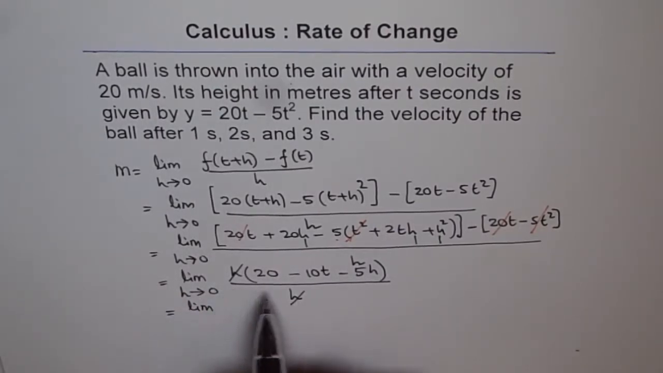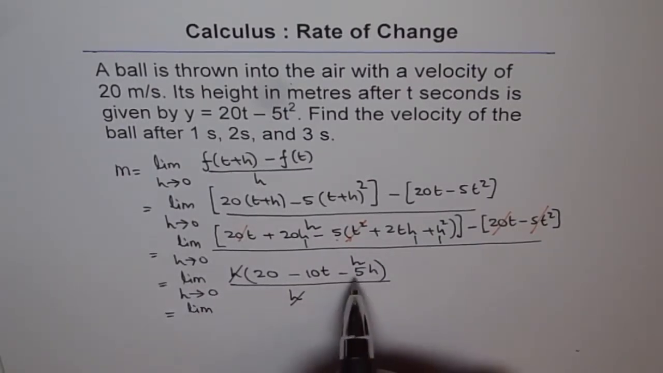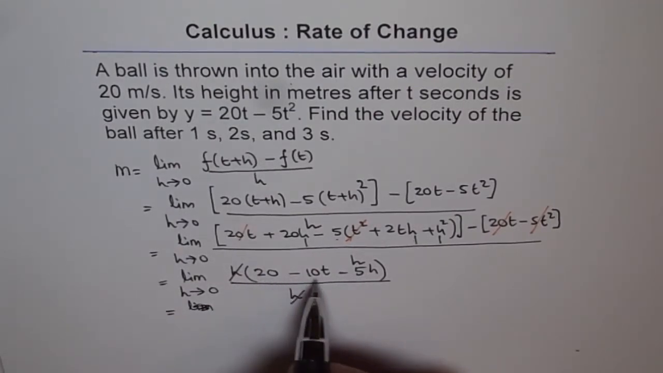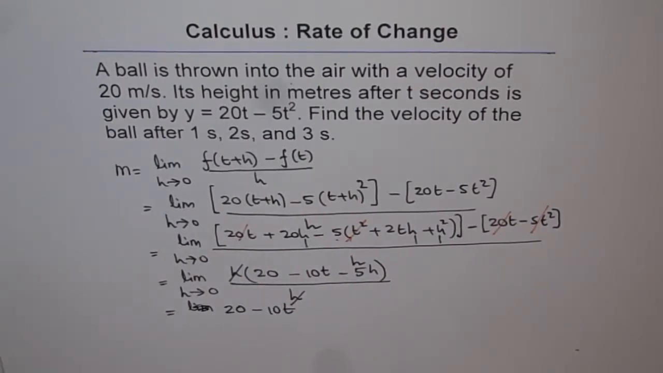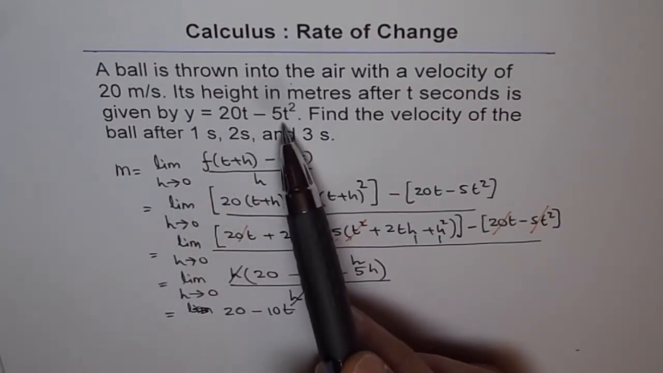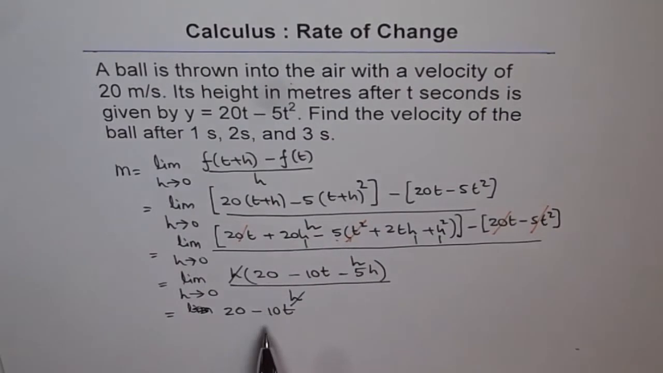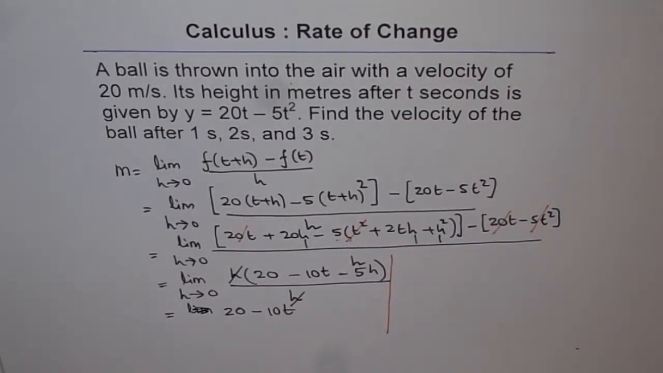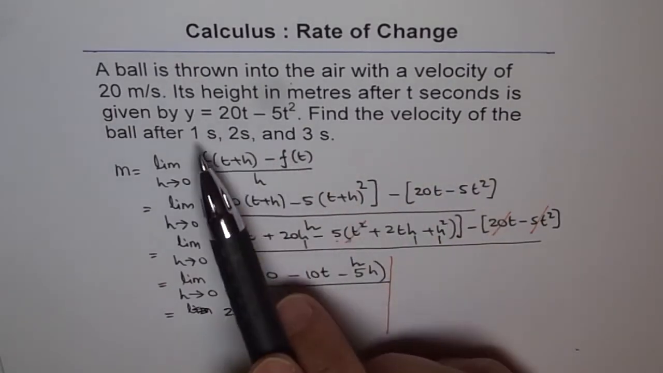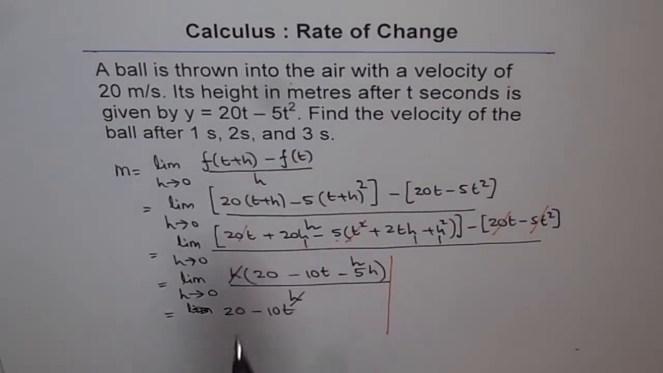Now since this cancels out, we can substitute h equals 0 and calculate the limit. So if I put h equals 0 here, I get 20 minus 10t. So that becomes an expression which represents the slope of this function at any point t. That means velocity at any point t, correct? Now from here, I can find velocity at different times. For 1 second, I'll put t as 1. For 2 seconds, I'll put t as 2. For 3 seconds, I'll put t as 3.